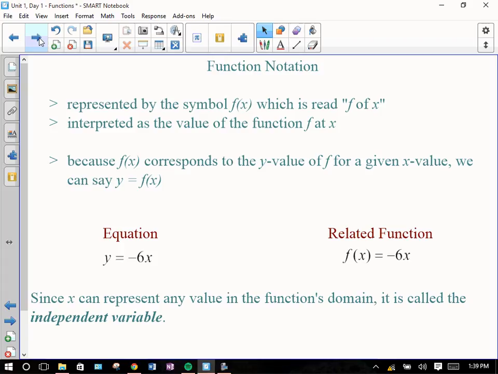So what you have right beneath the first 3 bullet points is what you're used to on the left, which is an equation: y equals negative 6x, where you plug in your x and get your y. The related function is f of x, so the function f of x equals negative 6x. It's the same thing. f of x is y. It's just that we are noting it differently. All right?